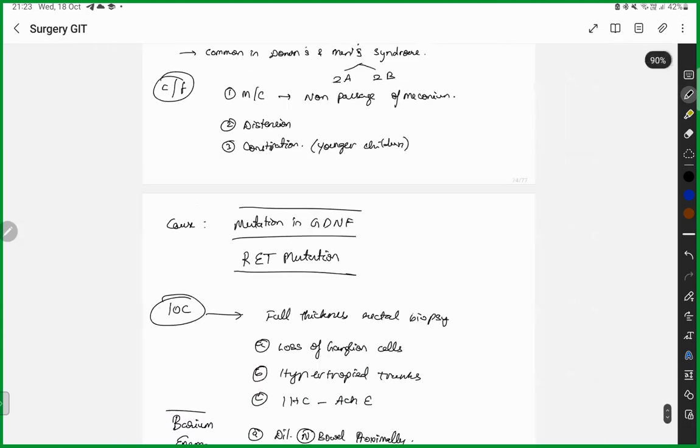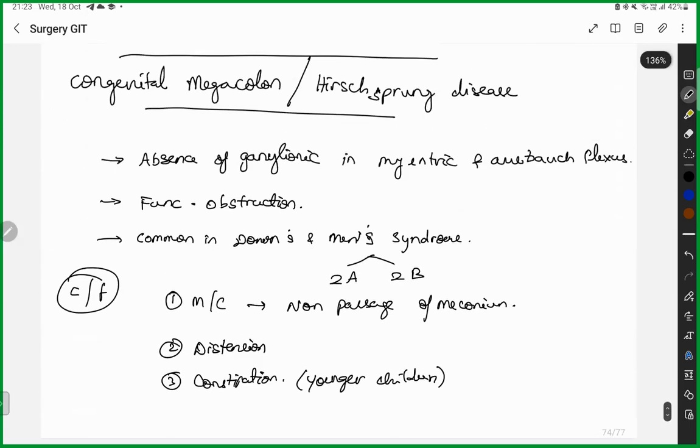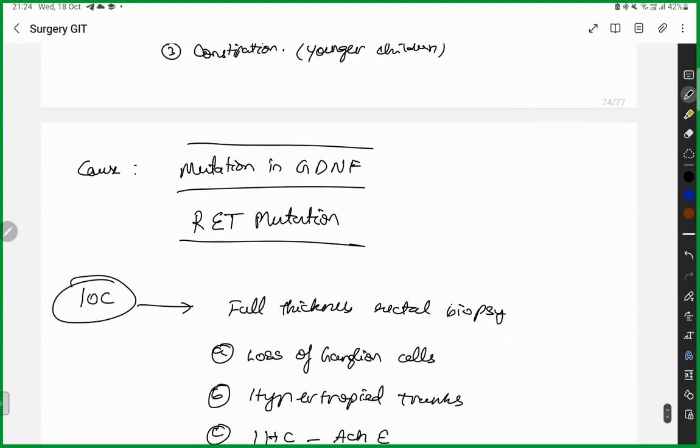Before moving to that, remember, it is the most common cause of non-passage of meconium. Most commonly it is seen in Down syndrome and MEN syndrome, particularly MEN type 2A and 2B. It is the most common cause of non-passage of meconium, distension and constipation. The cause is a mutation in glial-derived neurotrophic factor, and you also have a mutation in the RET gene.